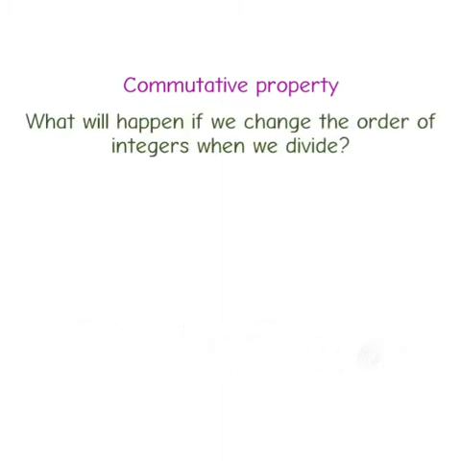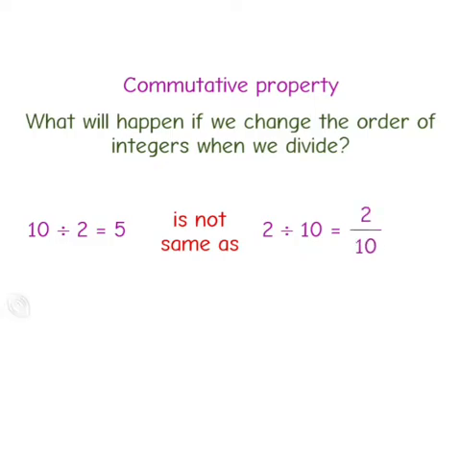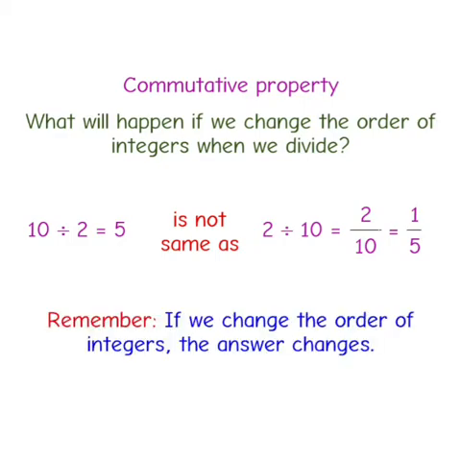Commutative property. Let's check whether the division of integers is commutative or not. What will happen if we change the order of integers when we divide? Let's see. 10 divided by 2 equal to 5 is not the same as 2 divided by 10 equal to 1 by 5. So remember, if we change the order of integers, the answer changes. While dividing integers, the order in which they are written is important. A change in the order in which they are written will change the answer. Therefore, we can say that the division of integers is not commutative.